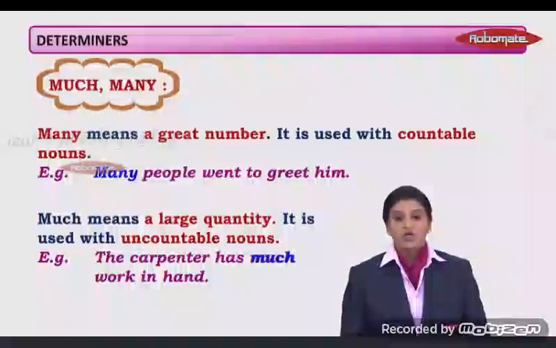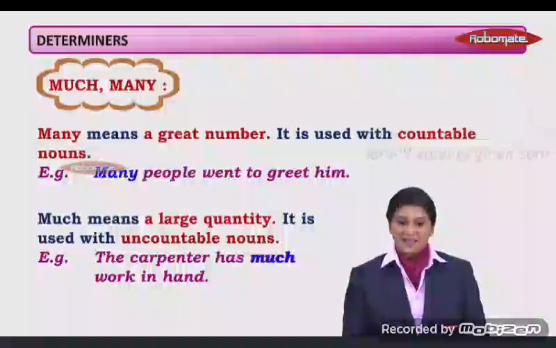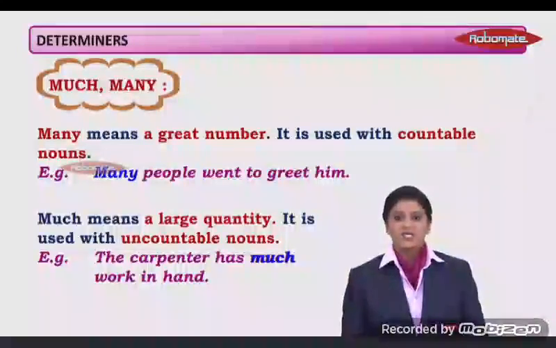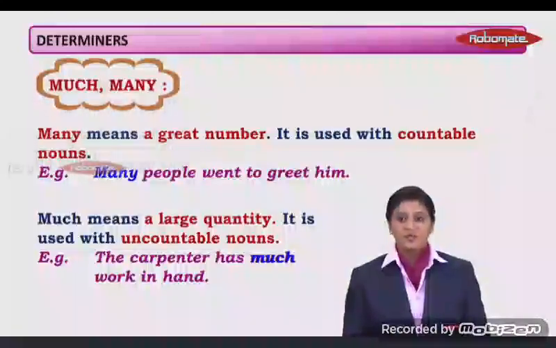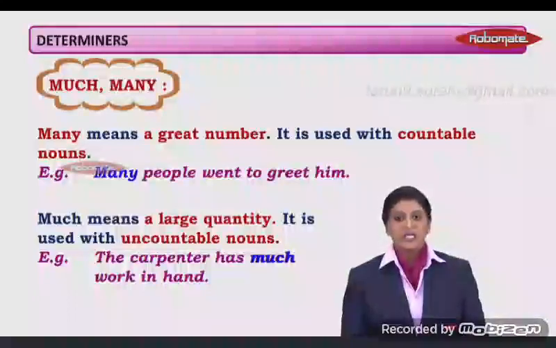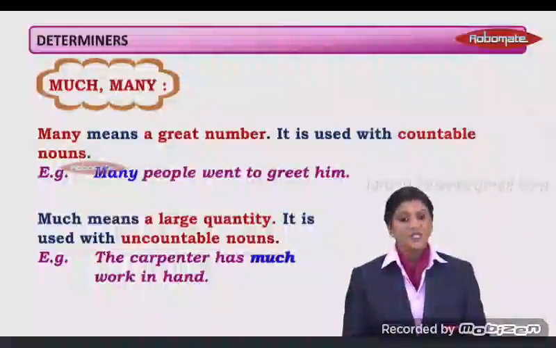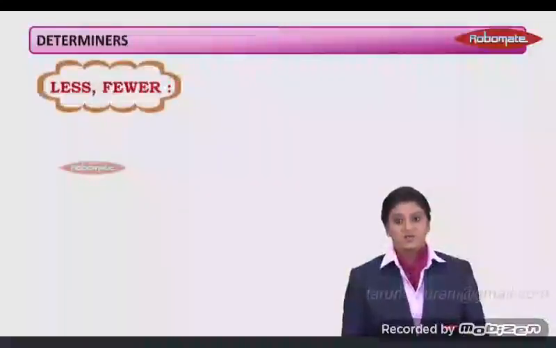If you look at work, you cannot count work. It is basically the quantity of work that we consider, and thus it is an uncountable noun. And therefore, when I say the carpenter has much work in hand, it means there is a large quantity of work in hand. So the only difference between much and many is basically many precedes countable nouns and much precedes uncountable nouns. Let us take the next determiner, less, fewer.